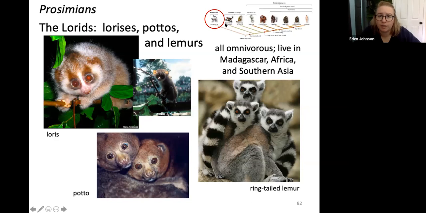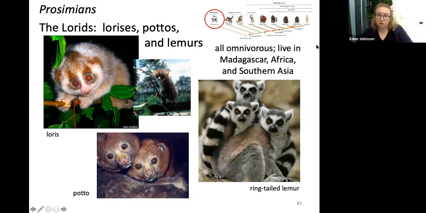So first we're going to talk about the prosimians, which are not monkeys, okay? All right, so they're called the lorids. You've got lorises, podos, and lemurs. They are omnivorous, meaning that they're going to eat insects or fruits or plants, okay? They live in Madagascar, Africa, and southern Asia. So here's your loris, your ring-tailed lemur, and another prosimian that is not on here is called a tarsier.